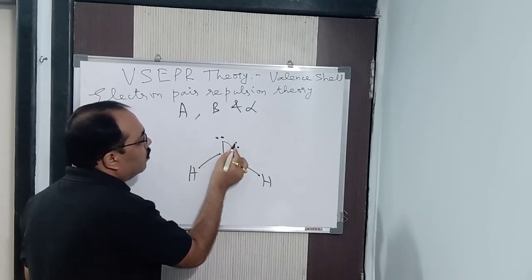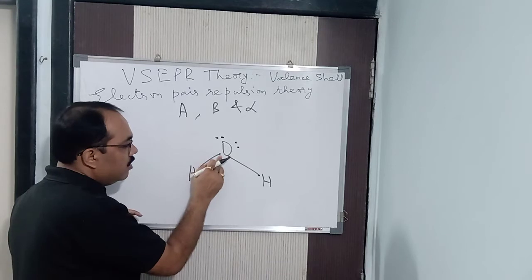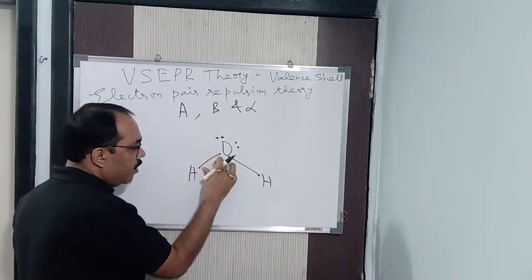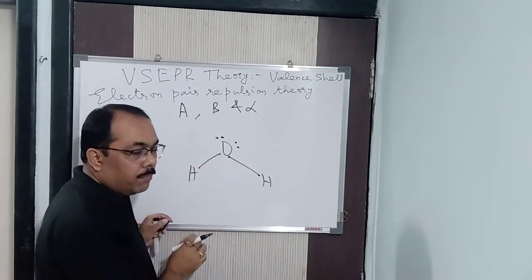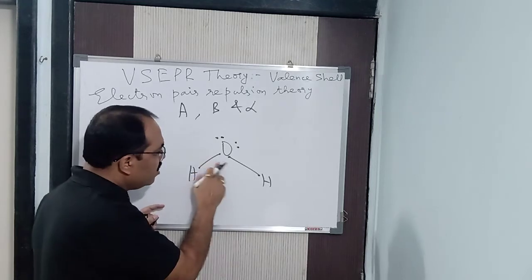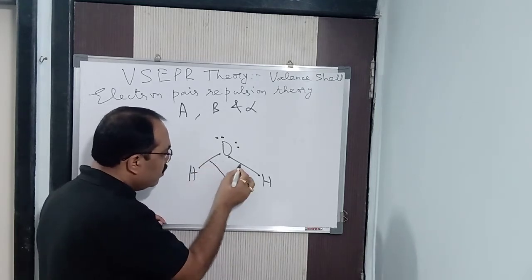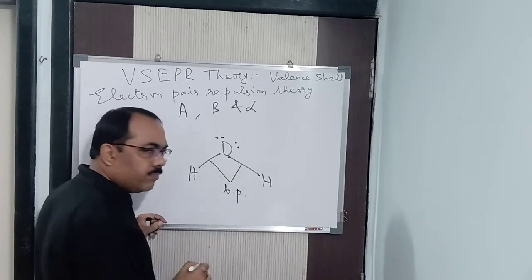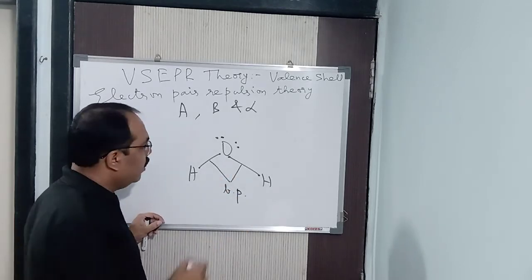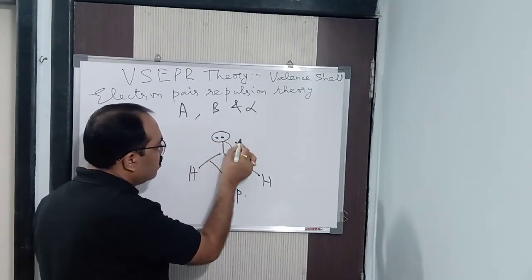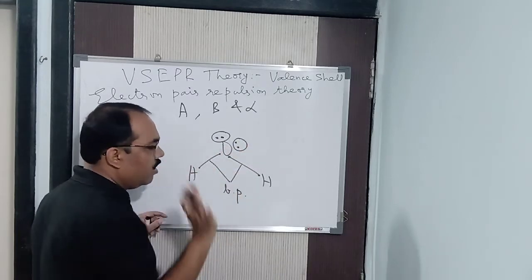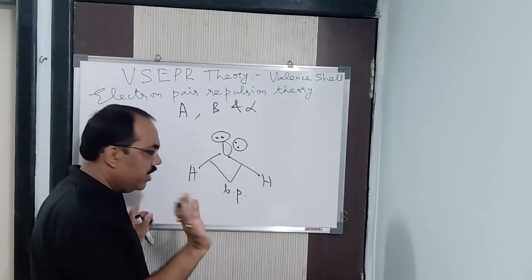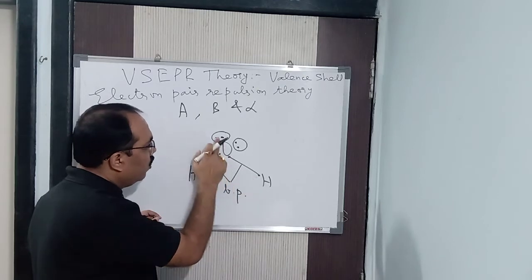You can see this is one pair and this is another pair; these two pairs of electrons participate in bond formation. So this is known as the bond pair of electrons. Now oxygen is octet, how? 1, 2, 3, 4, 5, 6, 7, 8.